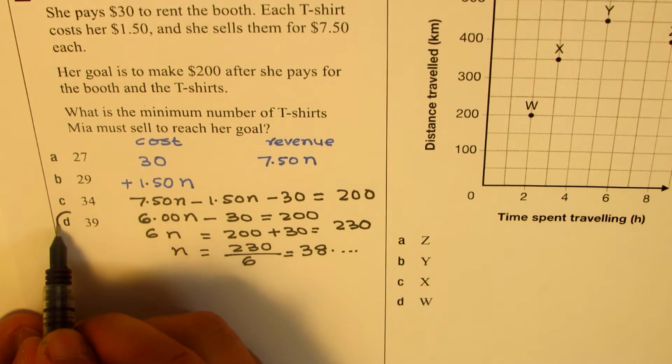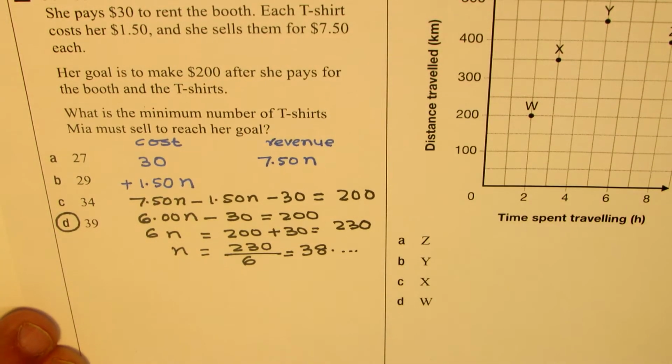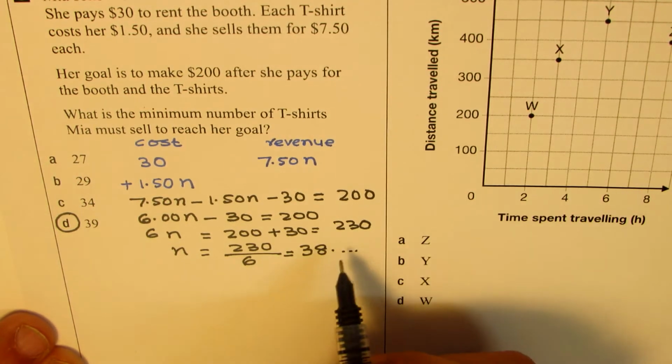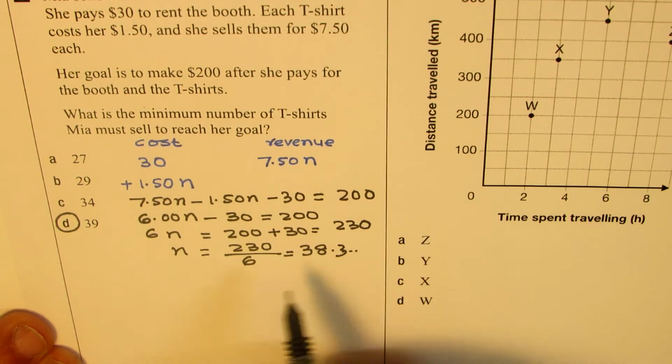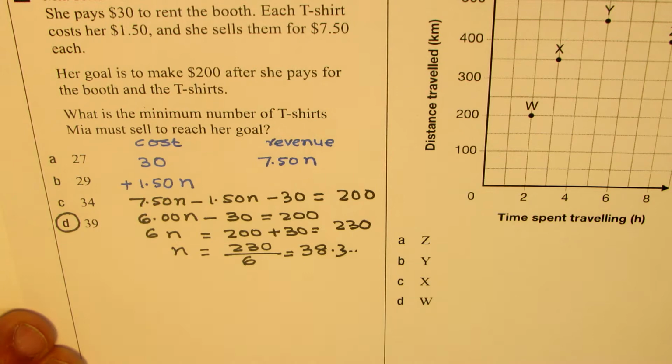A round number, 39 is your answer. Is that clear, right? 6 times 8 is 48 and then again 2, so 0.3. But you cannot sell 1/3 of a shirt, so the number has to be rounded higher. So N has to be 39. Is that clear to you, right? So that is one way of doing it.